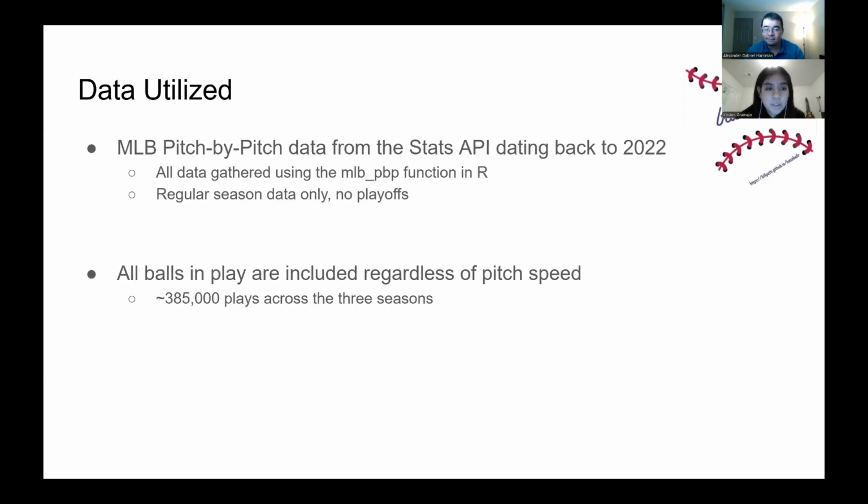For this presentation, the data that we utilized was the MLB pitch-by-pitch data from the Stats API dating back to 2022. All balls in play are included regardless of the pitch speed, and we have roughly 385,000 plays across the 3 seasons.